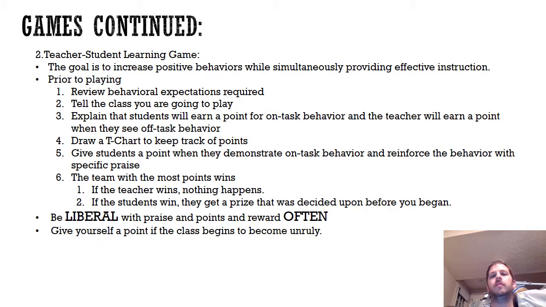Game number 2, Teacher-Student Learning Game. The goal is to increase positive behaviors while simultaneously providing effective instruction. Prior to playing the game, you should review behavioral expectations required. Tell the class that you're going to play. Explain that students will earn a point for on-task behavior and the teacher will earn a point when they see off-task behavior. You should draw a T-chart to keep track of points both for the teacher and the students.